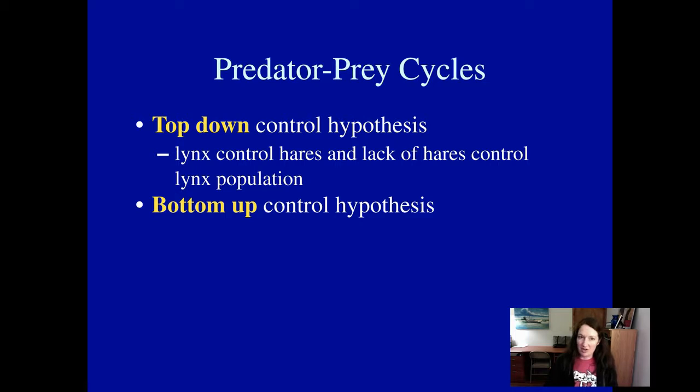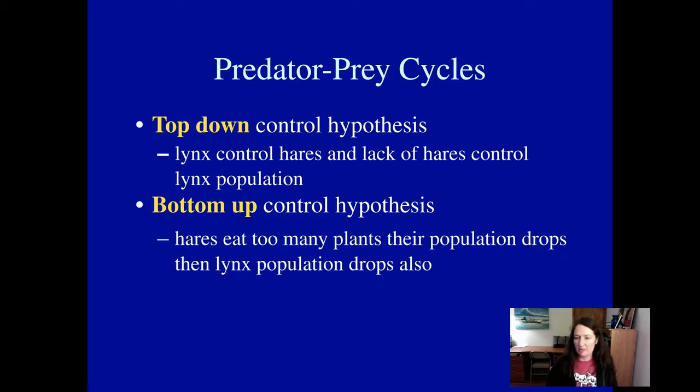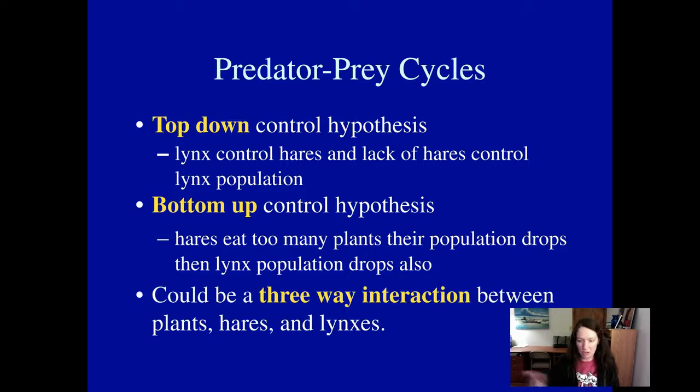And then there's another theory or hypothesis that you probably haven't heard of as much called the bottom-up control hypothesis. And this one is one that's being explored by scientists more recently. It's when the hares eat too many plants for their population to continue to sustain itself. And so their population dies when they overuse the resources, and then the lynx population follows afterwards. So those are two competing hypotheses currently about predator and prey cycles. But there's also a possibility that there is a three-way interaction between them.